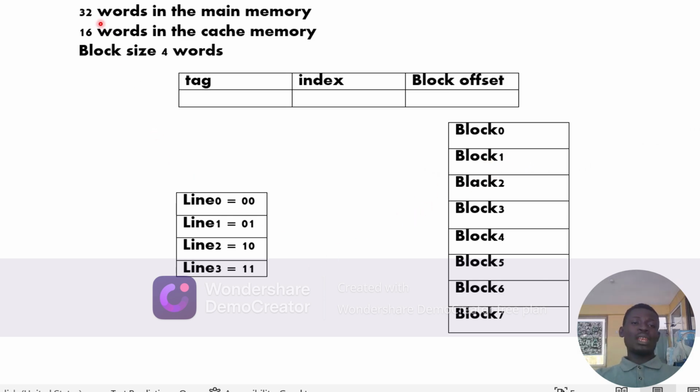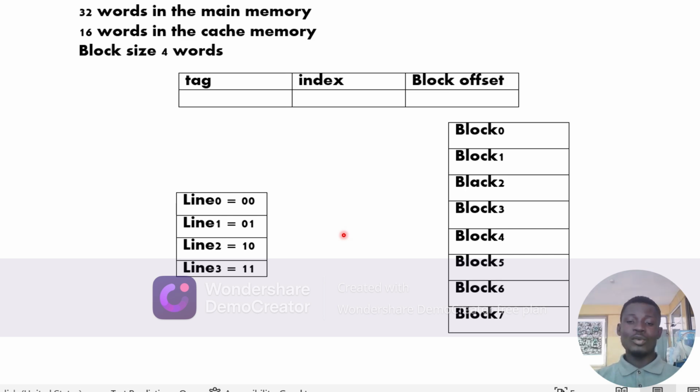How will I know the number of blocks for 32 words? It's just simple. We have 32 words here and each block has 4 words. You divide 32 by 4, then you get 8. So we have 8 blocks for the main memory. How will I know the number of lines? You take 16 words and divide by the 4 words. So 16 divided by 4, you get how many? 4. 1, 2, 3, 4. That's it. So we have four lines for the cache memory.